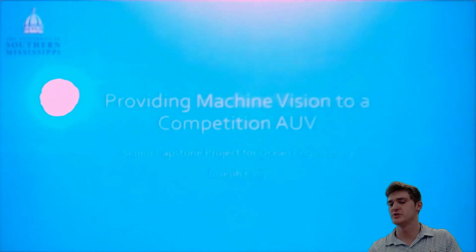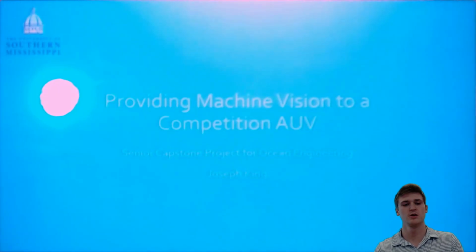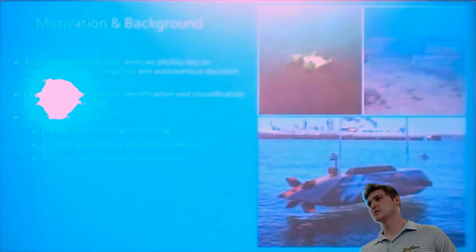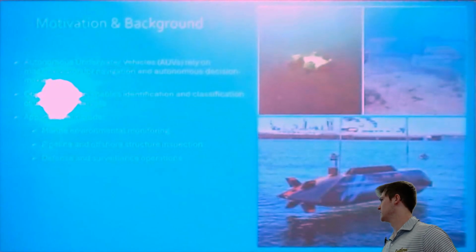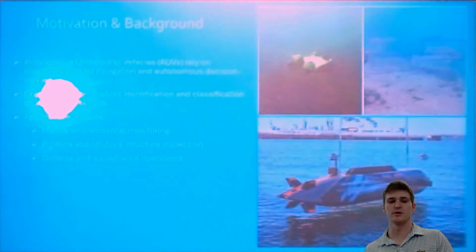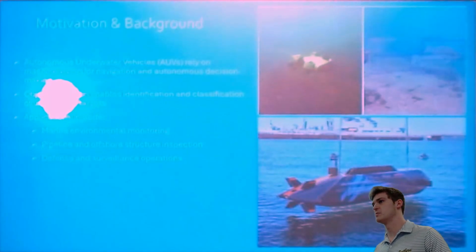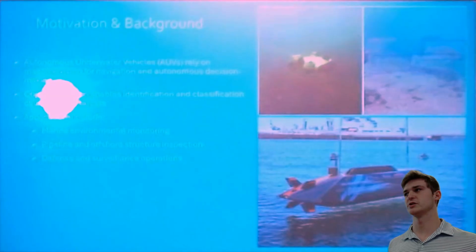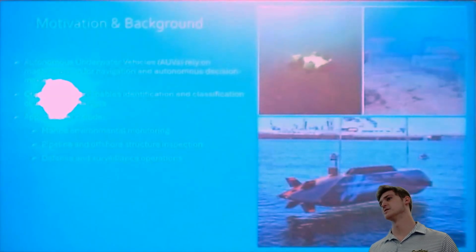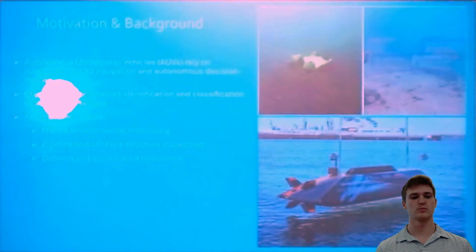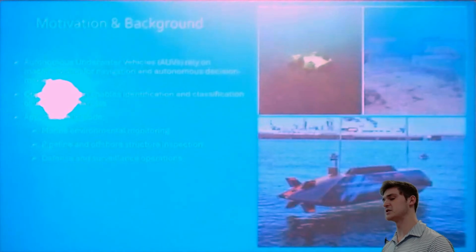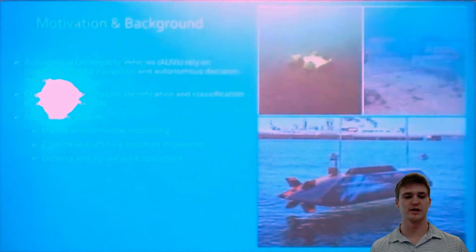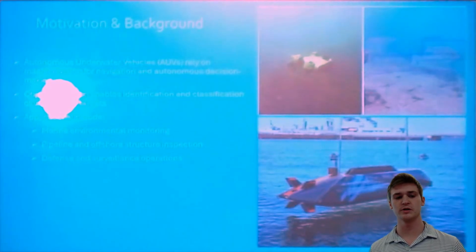Good afternoon. My name is Joseph King, and this is my senior capstone project for ocean engineering, and it is on providing machine vision to a competition AUV. So, autonomous underwater vehicles, or AUVs, rely on machine vision for navigation and autonomous decision making. And machine vision essentially allows the computer to see what is in front of it. So object detection, which is a machine vision task, enables the identification and classification of targets.